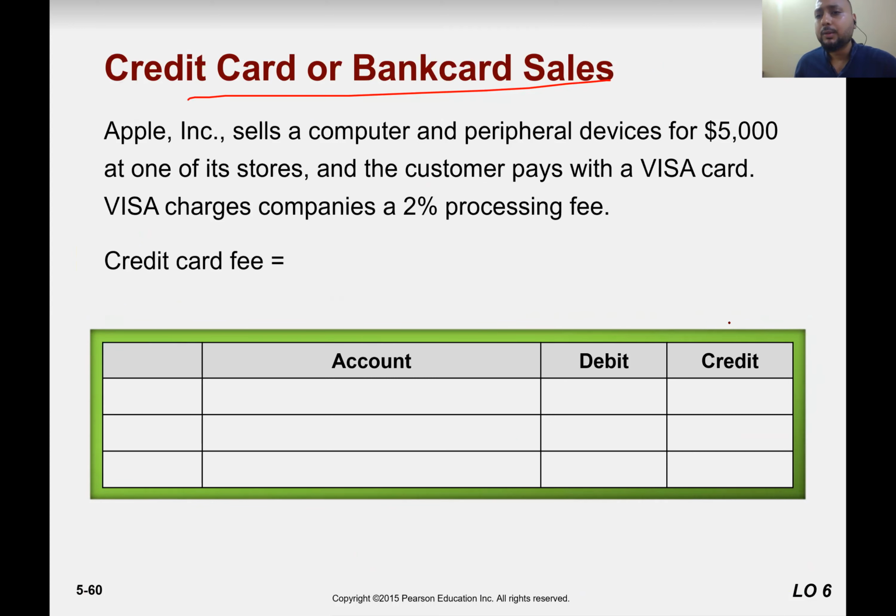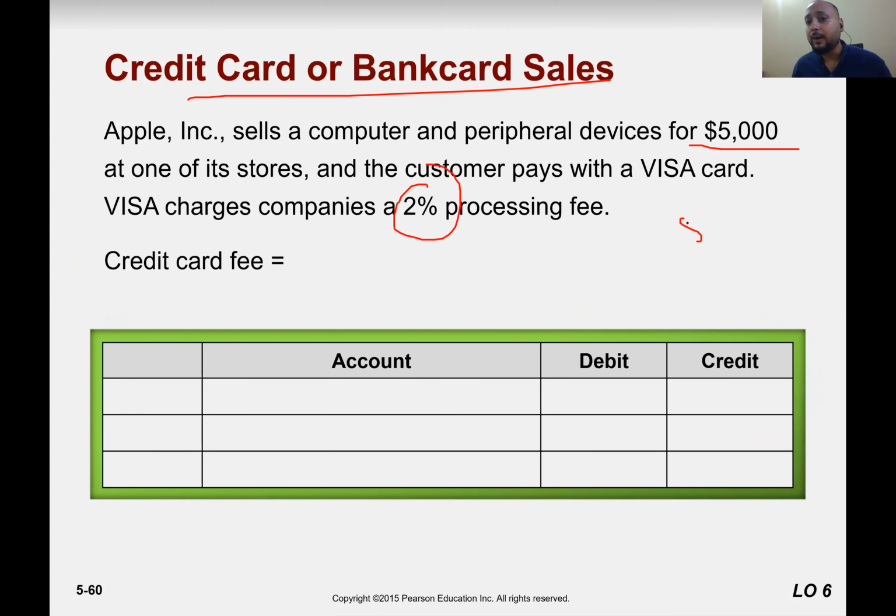Simple. Let's understand it through an example. Apple Corporation sells computers and peripheral devices for 5,000 at one of its stores, and the customer pays by Visa card, and Visa charges 2% processing fees. So how much did you receive?